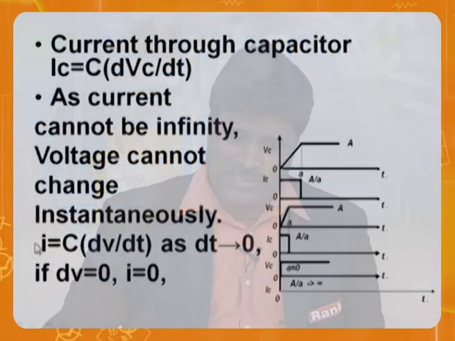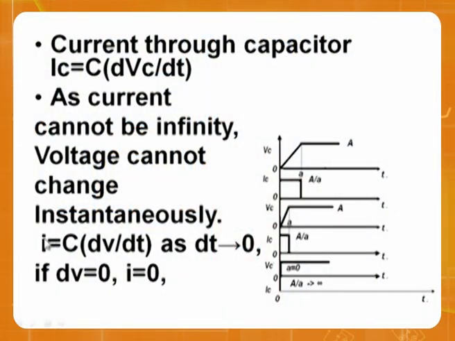Now let me talk in a mathematical approach. I took this equation as it is: I is equal to C into dV by dt. Suppose dt is 0, now if dV is 0, 0 by something is 0, then current is becoming 0. 0 current is accepted. That's why dV can be 0.